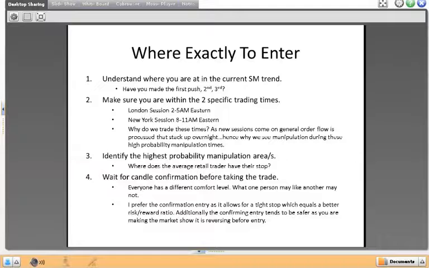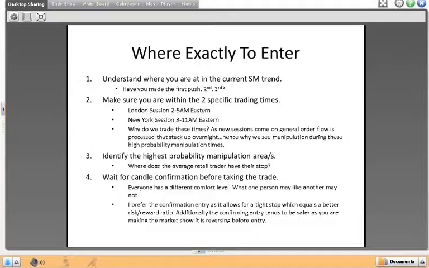The London session: I do think that trades between 1:30 and 2 are viable, but just to be safe, we say 2 to 5 a.m. Eastern. If you don't understand what Eastern time is in relation to where you're at, go to Google, look at the world clock, and it'll tell you in relation to your specific time zone. The New York session, 8 to 11 a.m. Now, these are the 2 high probability times. We're going to discuss why we trade these times.